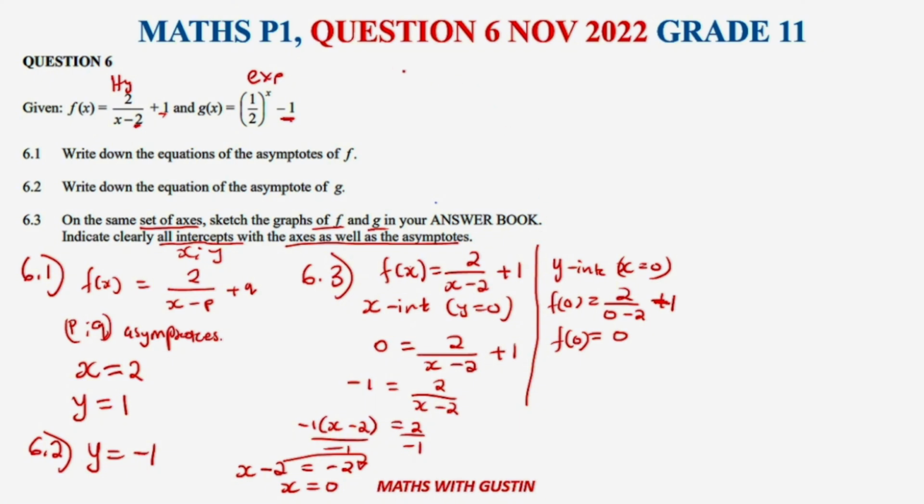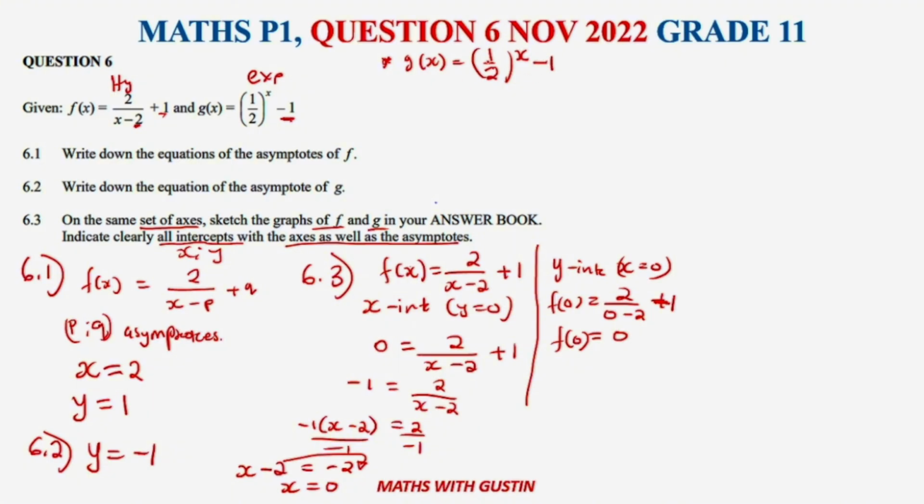So now let's come here. I'm going to write up here, guys, for the sake of space. Already we are done. Let's come here and deal with g of x. g of x is given by (1/2)^x − 1.